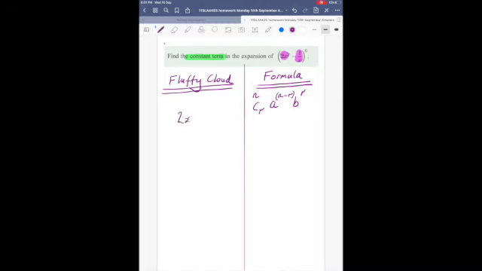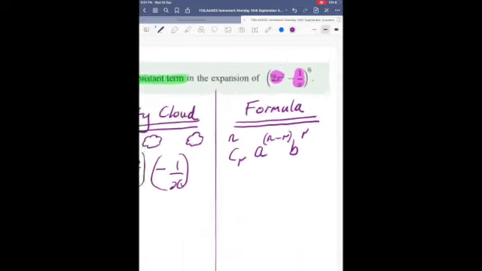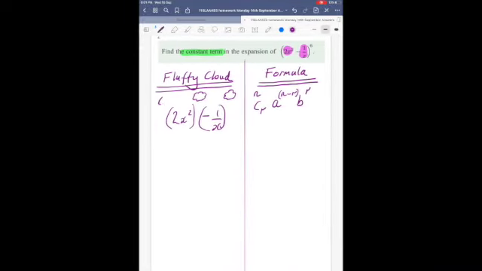Alright, so this is going to be the first term, 2x squared, powered up to fluffy. And then the second term, negative 1 over x, powered up to fluffy. Let me just check, my eyes are pretty bad. And then that'll be 6 choose fluffy. Okay, now this is just a guess and check. But it's educated guess and check.